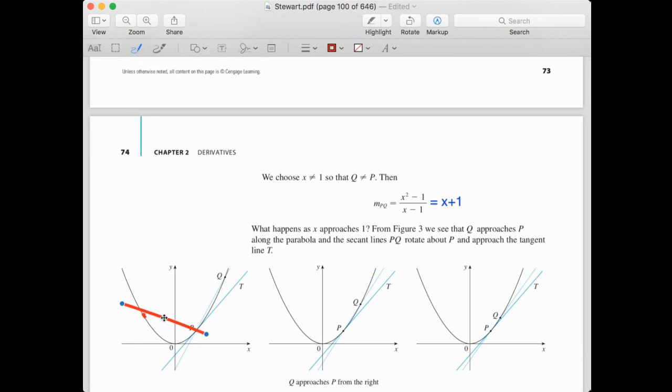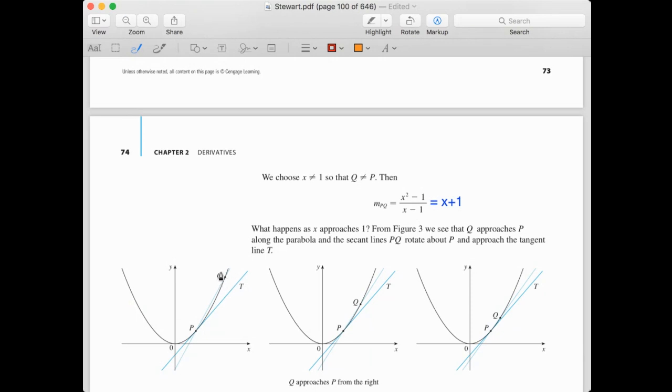So now we don't have a second point. So how are we going to find the slope of only one point? So this is a phenomenon of the idea of limits. So what do we do? We're going to take the limit.